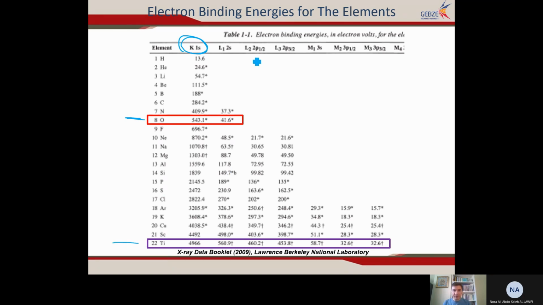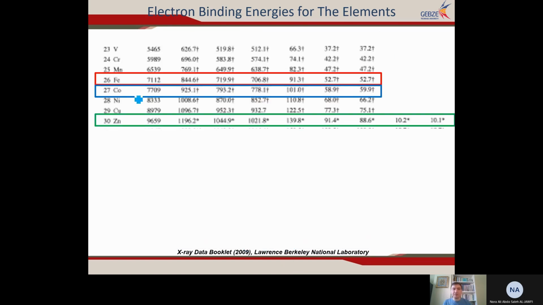Okay, so here look at titanium, for example. Here we have the L2 binding energy and the L3 binding energy. So look at this column here and also this column here. This is the binding energy of the L2, 460 electron volt more or less, and the binding energy of the L3 is 453.8 electron volt.